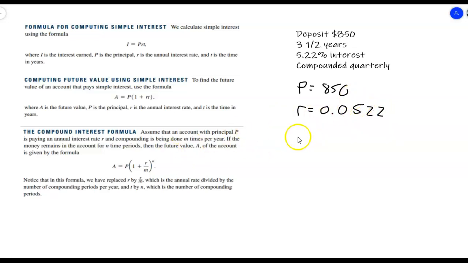And then I need to know my M. That's the number of compounding periods per year. Quarterly is every 3 months, so that's 4 times per year. So M is equal to 4.